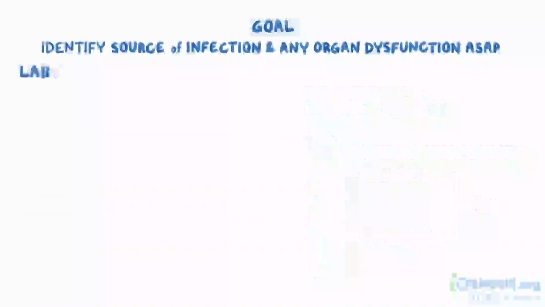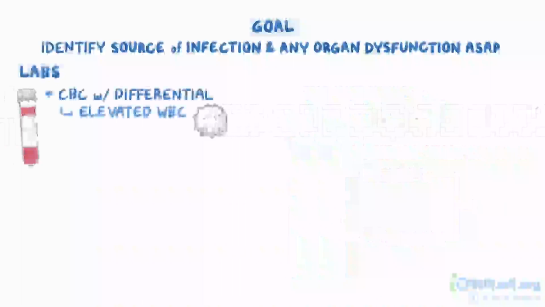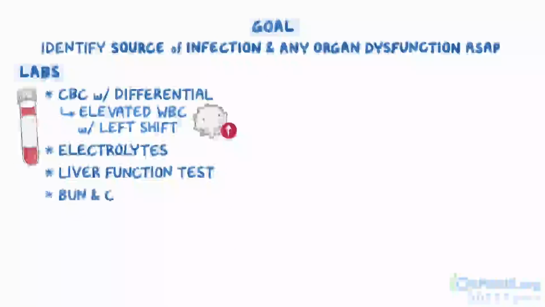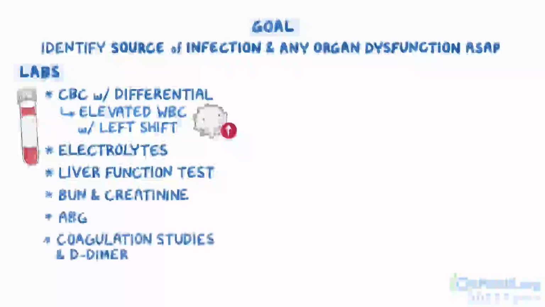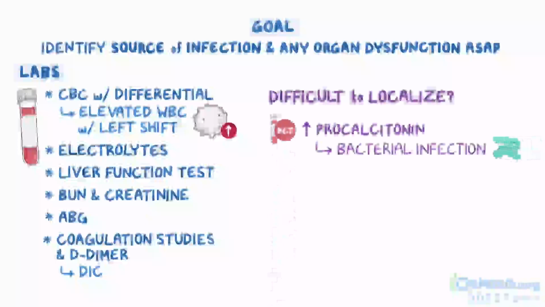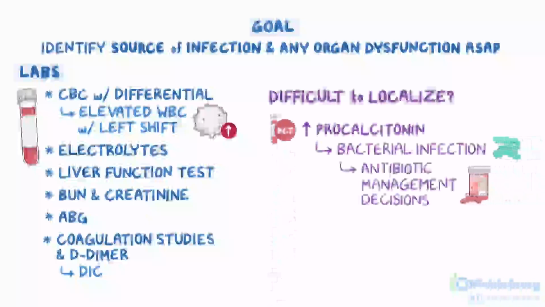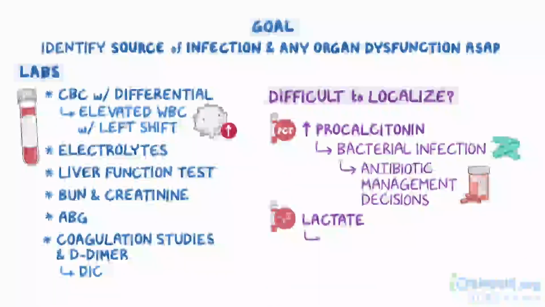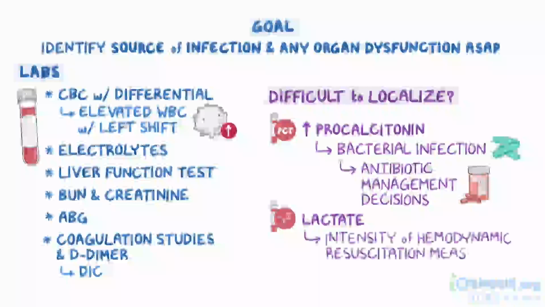Now let's look at labs. Get a CBC with differential and look for elevated WBC count with a left shift. Order electrolytes, liver function test, BUN and creatinine, and an ABG to help you identify organ dysfunction. Coagulation studies and a D-dimer help evaluate for DIC. In the event the infection is difficult to localize, an elevated procalcitonin supports your suspicion of a bacterial infection and helps direct antibiotic management decisions. Lactate levels can be used to guide the intensity of hemodynamic resuscitation measures.